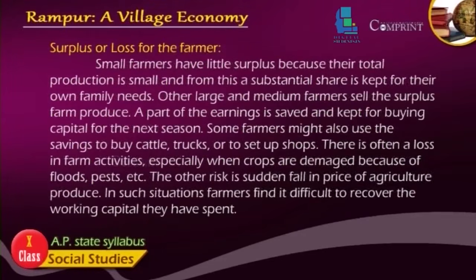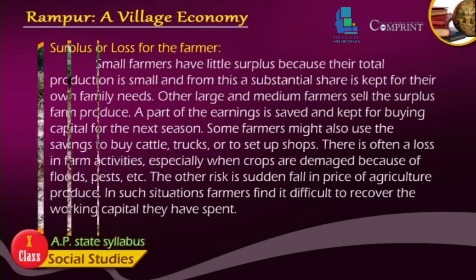Surplus or loss for the farmer. Small farmers have little surplus because total production is small. From this, a substantial share is kept for their own family needs. Other, large and medium, farmers sell the surplus farm produce. A part of the earnings is saved and kept for buying capital for the next season. Some farmers might also use the savings to buy cattle, trucks, or to set up shops.